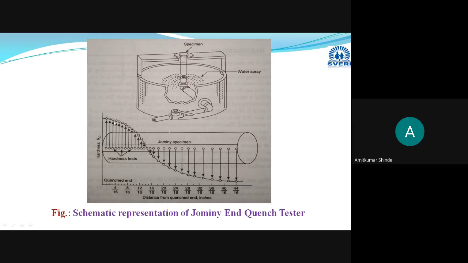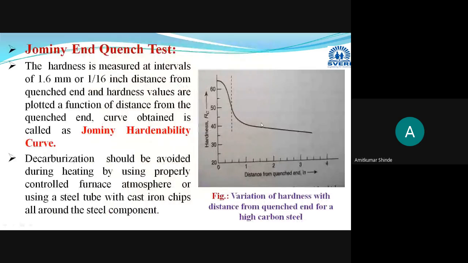This curve is termed as Jominy's hardenability curve. Okay, that curve I have also shown in this diagram. This is Jominy's hardenability curve. Okay, how is this curve obtained?